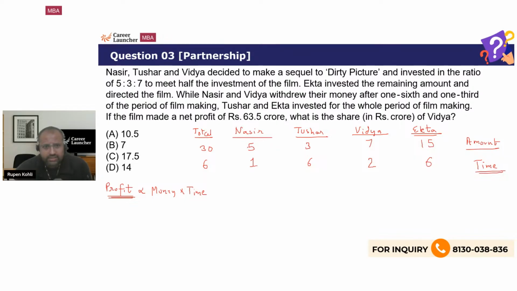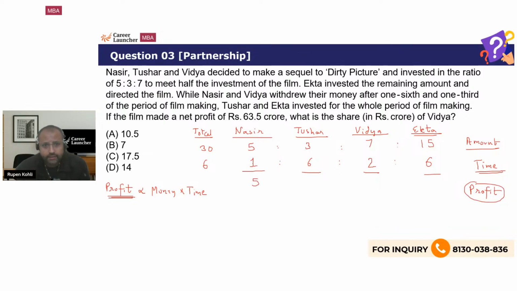So now these are the numbers: money and time, right? This is in the ratio 5 is to 3 is to 7 is to 15. The money was invested in the ratio 1 is to 6 is to 2 is to 6. This is the ratio of the time periods for which these four people were involved. Now do the product of these two parameters. So the profit distribution has to be done in proportion of amount into time.